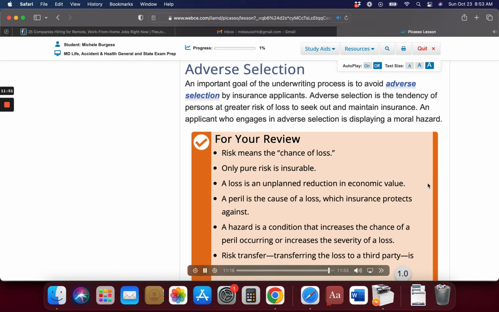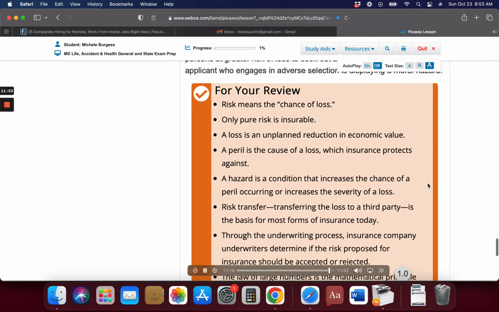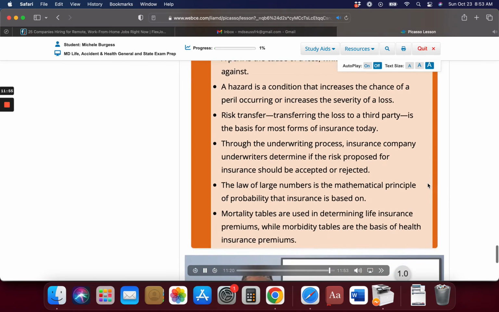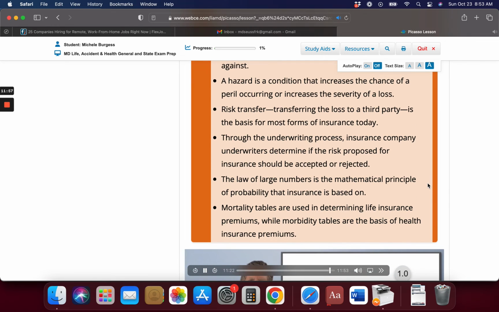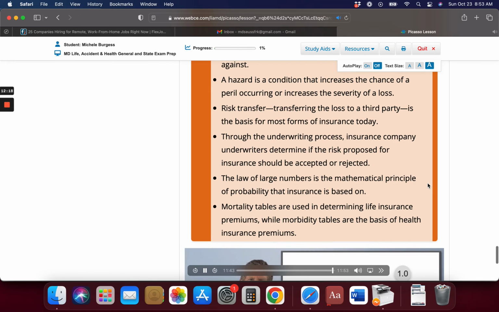Risk transfer, transferring the loss to a third party, is the basis for most forms of insurance today. Through the underwriting process, insurance company underwriters determine if the risk proposed for insurance should be accepted or rejected. The law of large numbers is the mathematical principle of probability that insurance is based on. Mortality tables are used in determining life insurance premiums, while morbidity tables are the basis of health insurance premiums.